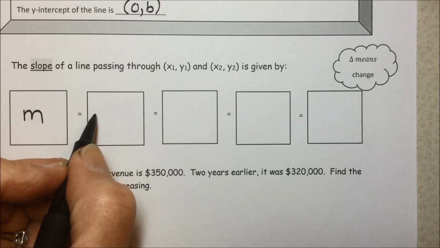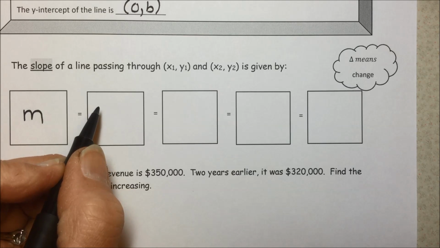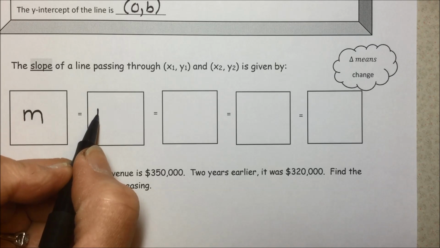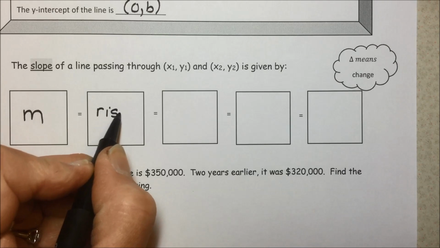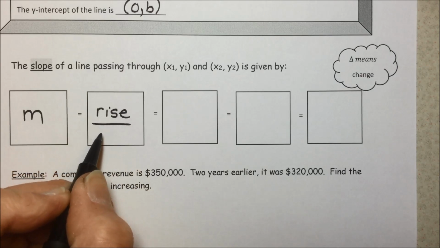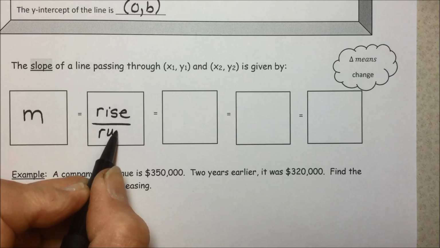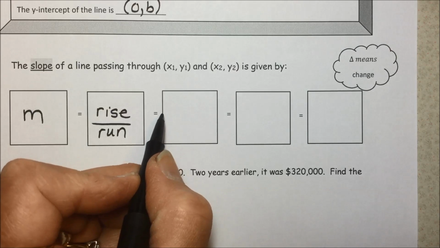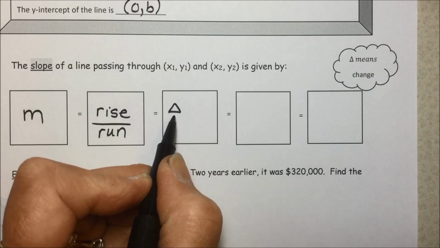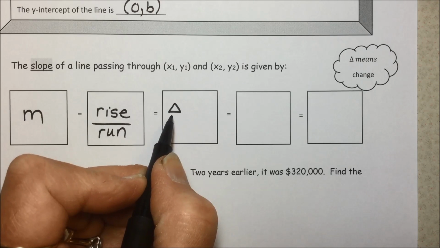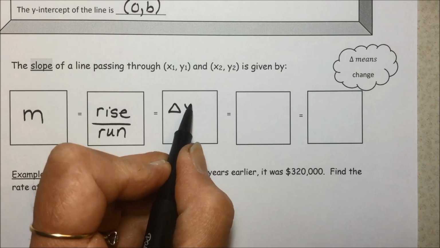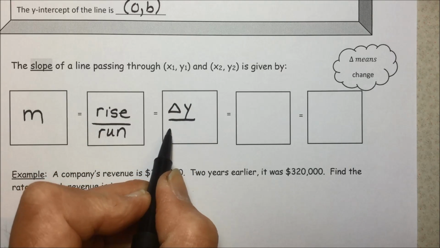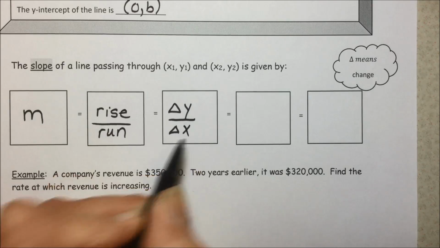It's a description, as I said, of the slant or steepness and essentially a change in the vertical and horizontal displacement of the lines. We can symbolize that with delta from the Greek alphabet, which means change. It's the change in the y's over the changes in the x's.